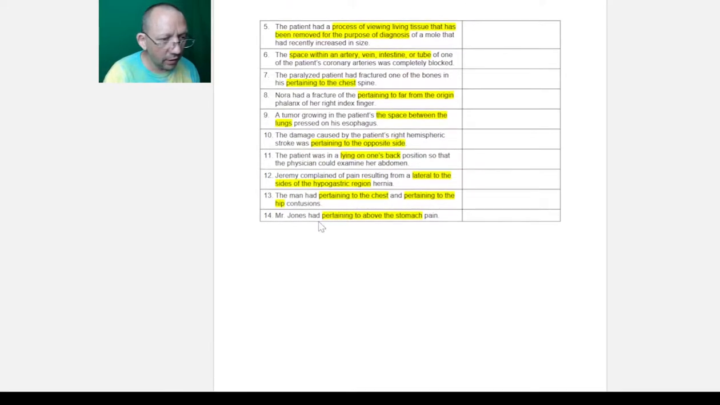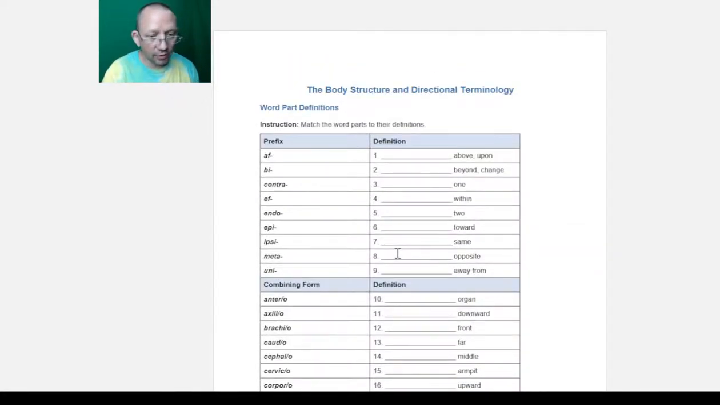Epi, right here, pertaining to above the stomach. Mr. Jones had epigastric pain, for example. Okay, so that's all I wanted to do with this one.